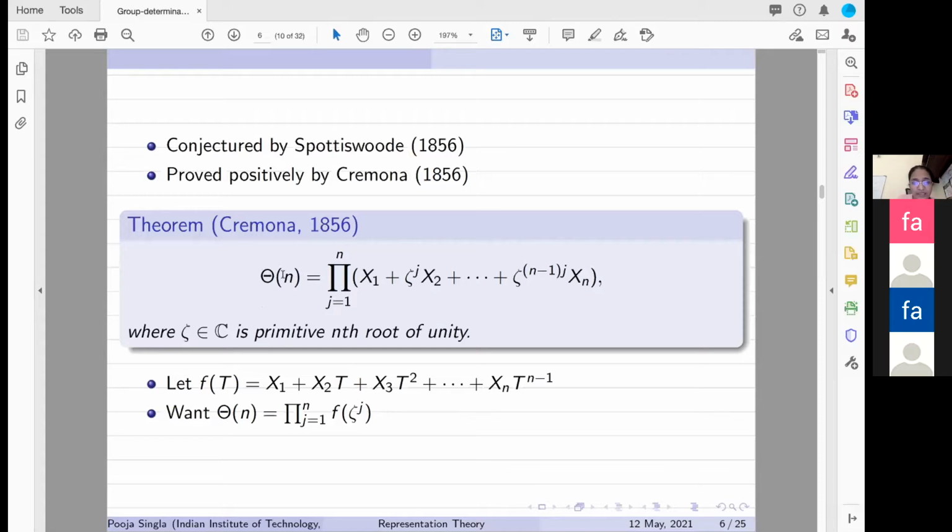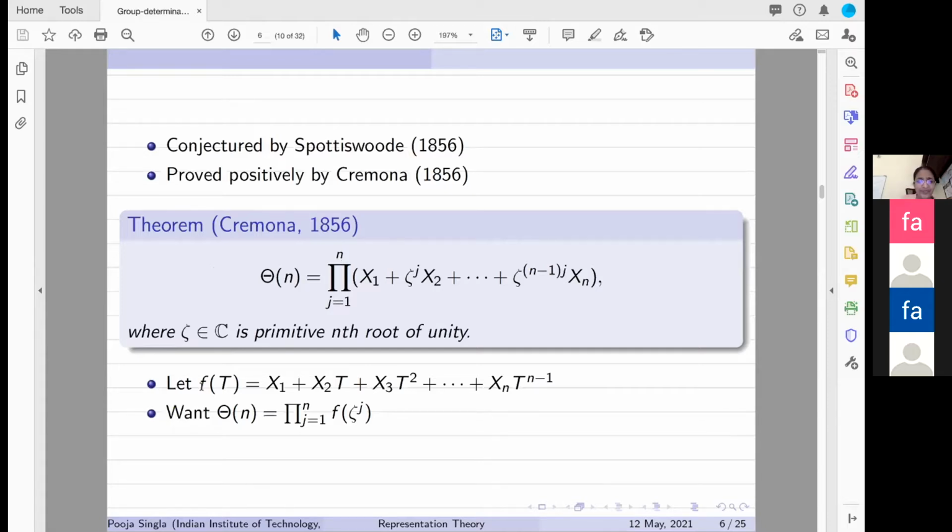And what he proved is that theta n is a product of these linear polynomials. I'm emphasizing the word linear. X1 plus zeta^j x2, so on up to zeta^(n-1)j xn, and this is a product with j going from 1 to n. So now, this was a result that Cremona proved. Let's see a quick proof of this.